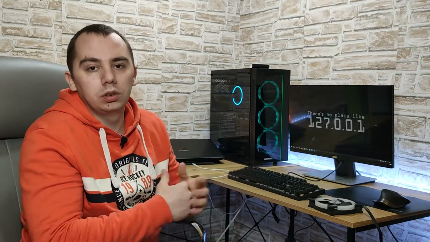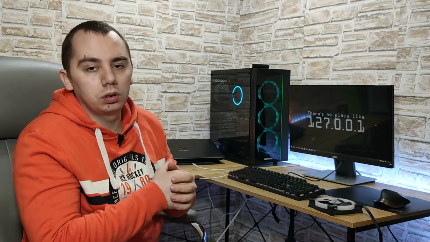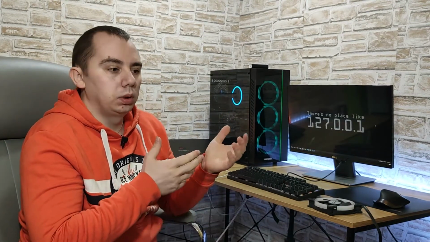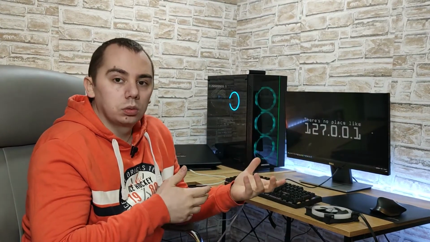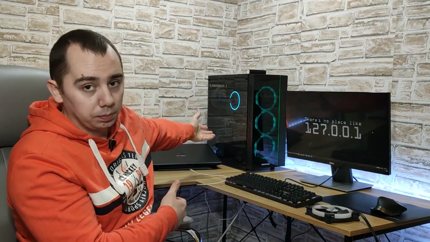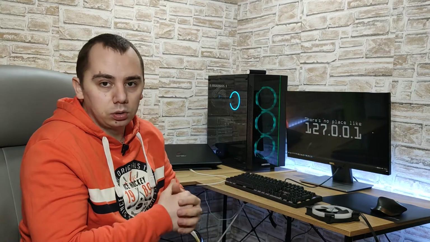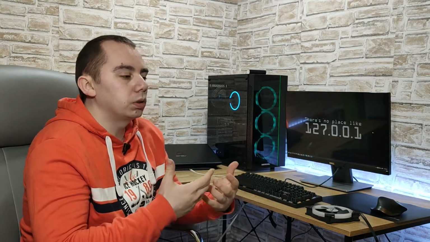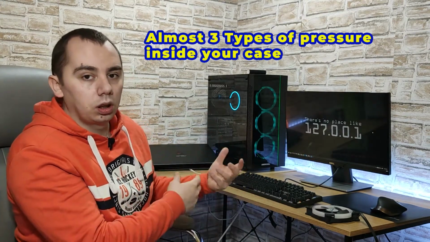The basic stuff you need to know in order to properly set up your PC case for a nice and cool PC. So when we talk about airflow, we're talking about how the air moves inside your PC's case. After setting it up, you will probably be able to pull off almost 3 types of pressure inside your case, the pressure of the air inside your case.